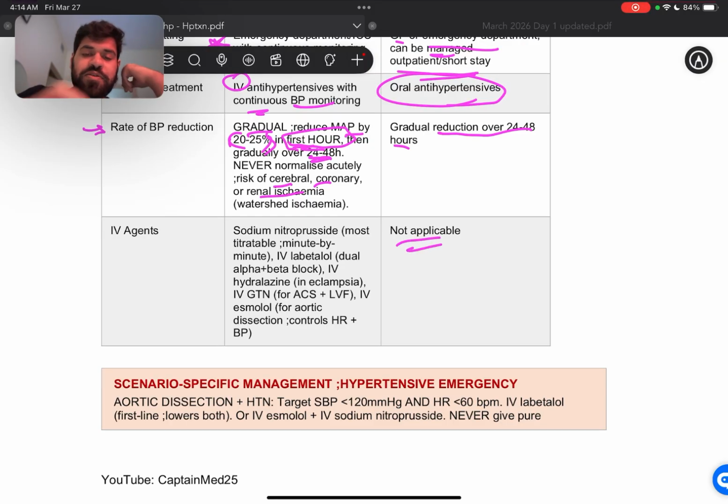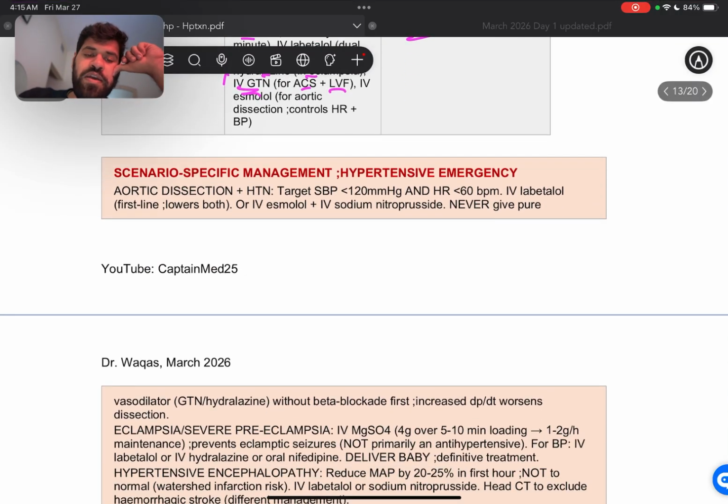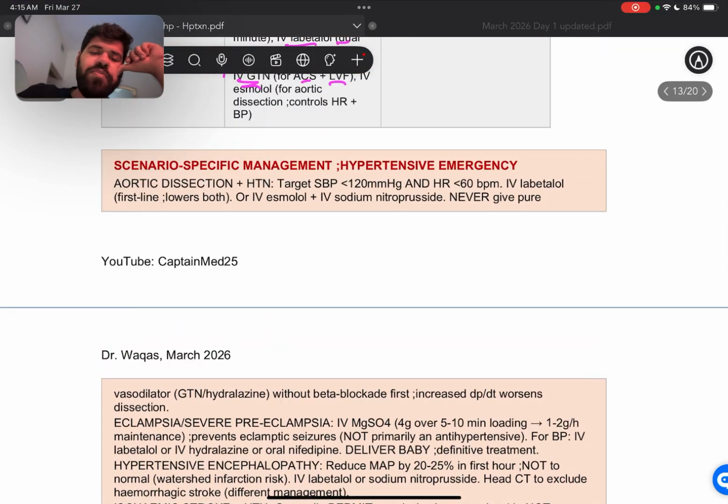For emergency we have nitroprusside, which is most titratable, and IV labetalol with dual alpha plus beta block, IV hydralazine and eclampsia especially, so this is given in pregnancy, IV GTN for ACS plus LVF, and IV esmolol for aortic dissection, to control heart rate and BP. So again, this is an important table because for each specific scenario we have a different management.